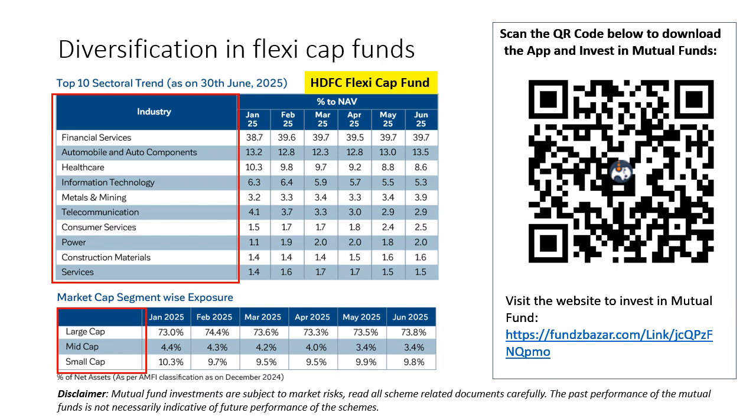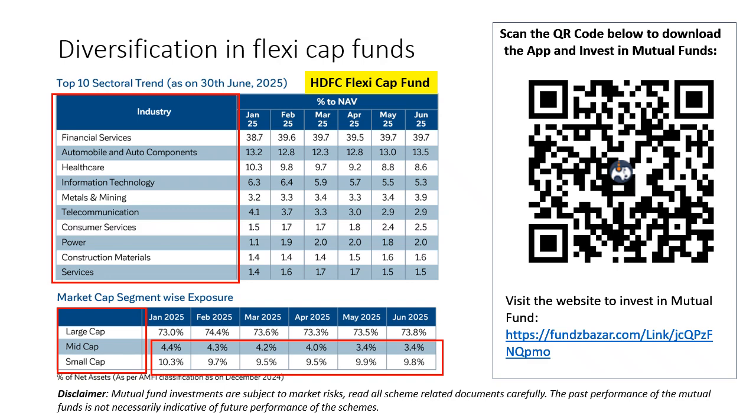Look at large cap. The allocation was 73% of total AUM in Jan 2025. It has steadily increased to 73.8% by June 2025. Right? Look at mid cap. It was at 4.4% in Jan 2025. It has steadily decreased to 3.4% in June 2025. Look at small cap. It was 10.3% in Jan 2025. It has steadily decreased to 9.8% in June 2025. These are the rows that I'm looking at, right?